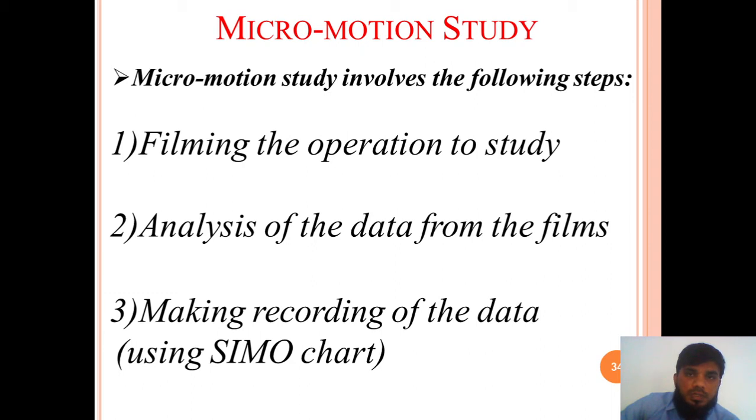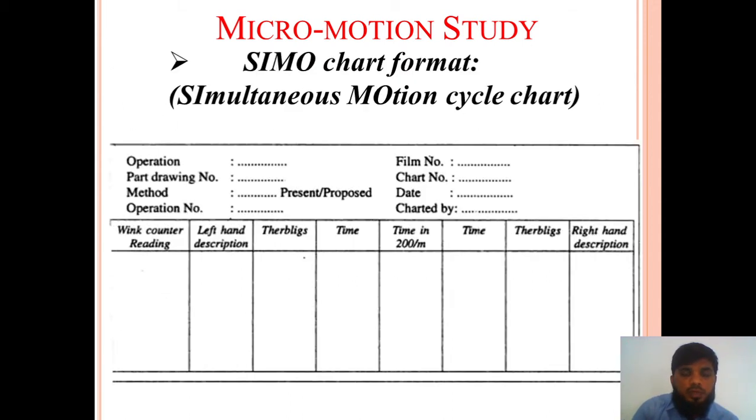So what are the steps generally involved in recording? First of all, we need to film the operation. By using some cameras, CCTVs or standard cameras, we record all the operations which are happening in the industry. Then we analyze the data, to see what steps exist in the film. Then we start writing a record of all the data using a SIMO chart. SIMO charts are nothing but simultaneous motion cycle charts.